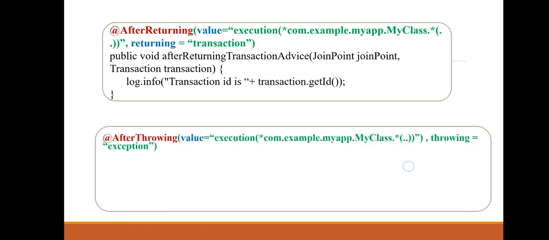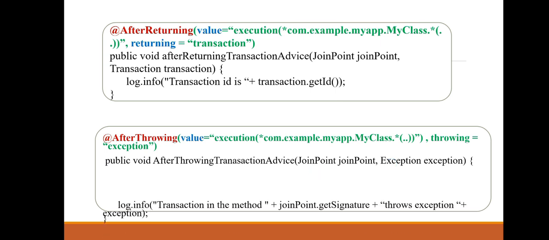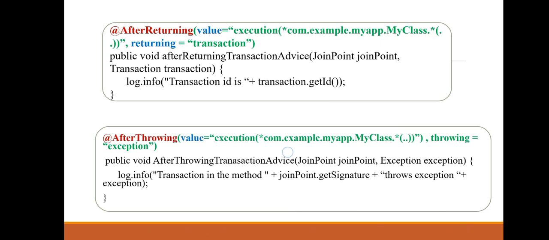Next one, @AfterThrowing. This will be executing only if the actual method call throws some exception. Here, throwing is one value added as extra. So throwing equal to exception, the respective exception will be added. Here also we need to create the respective advice method, afterThrowingTransactionAdvice, and inside this advice we have joinPoint and then one more parameter called exception. Now we can log this info, and also we can access the exception message here.